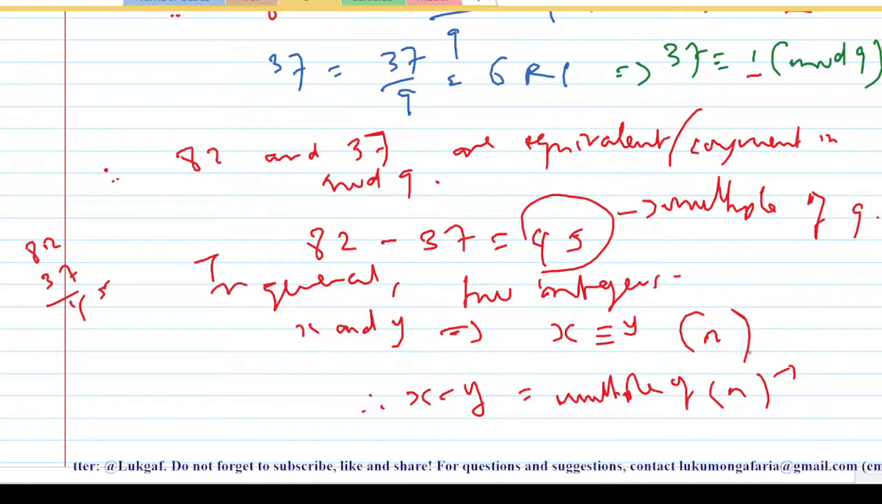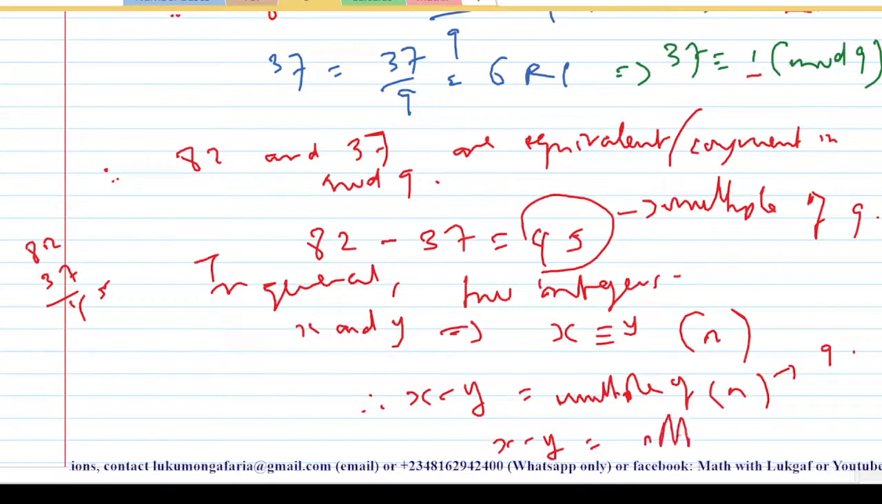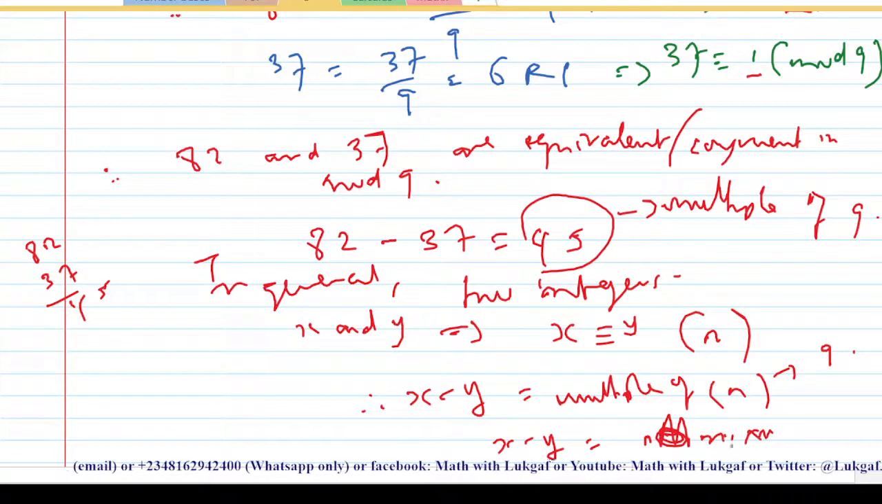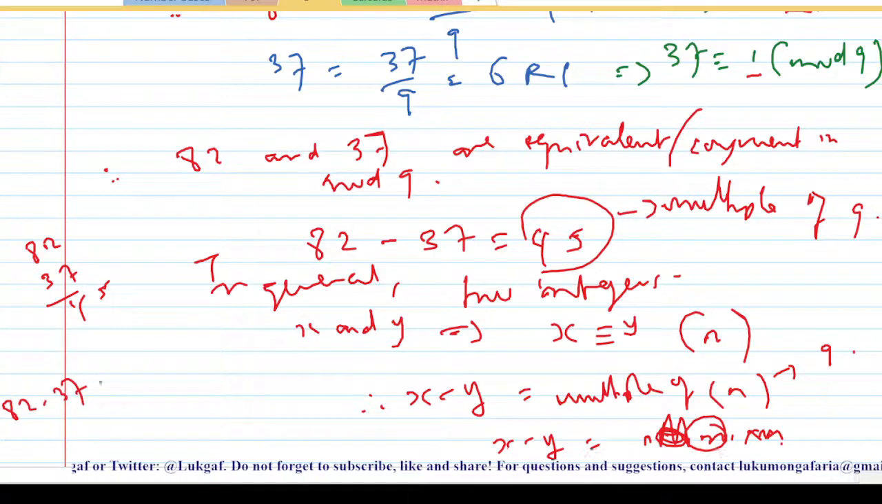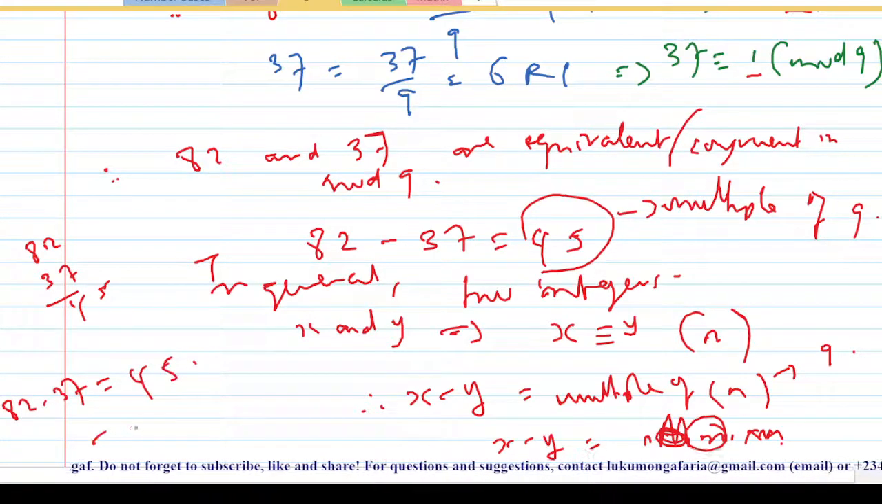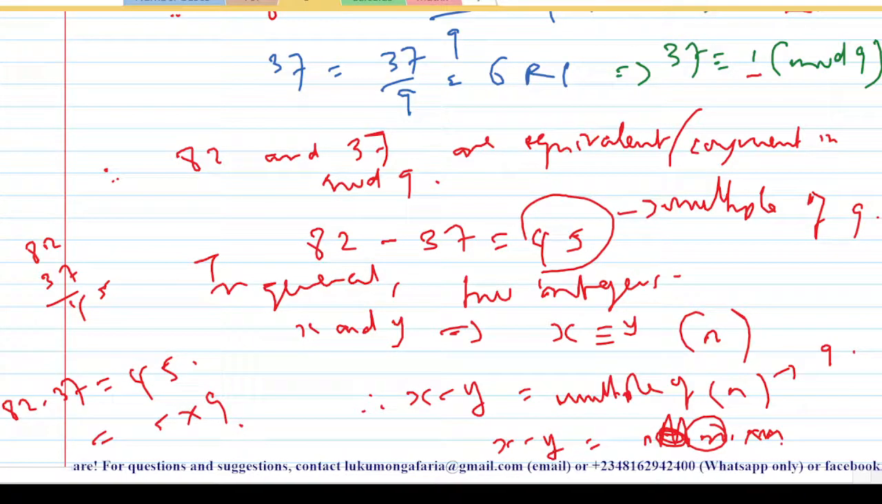For example, now you know we are operating modulo 9, so our n will be 9. So your x minus y will be m multiplied by n, where m is the multiple and n is the modulo. That is the multiple of the modulo you are operating. Like we have here, 82 minus 37 is equal to 45, which you can rewrite as 5 multiplied by 9. So don't forget that.